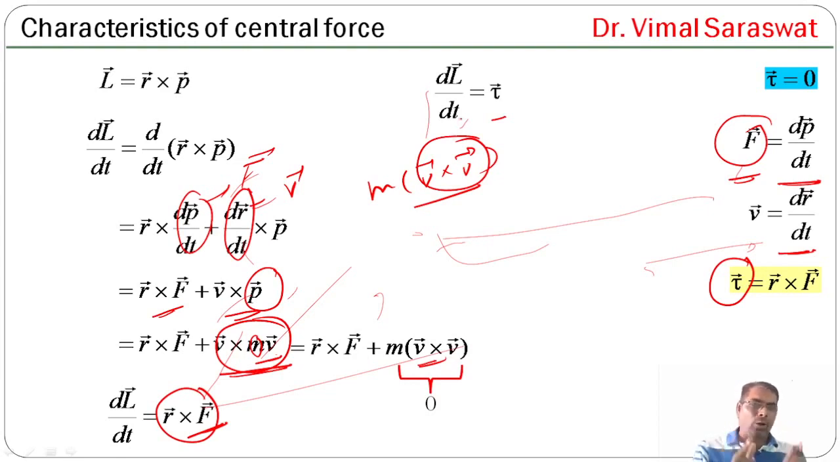So according to second law of Newton, in linear motion, rate of change of linear momentum is always equal to the applied force. In the same way, if we take Newton's second law in angular motion, then the rate of change of angular momentum will be equal to the applied torque. So tau equal to dL by dt.